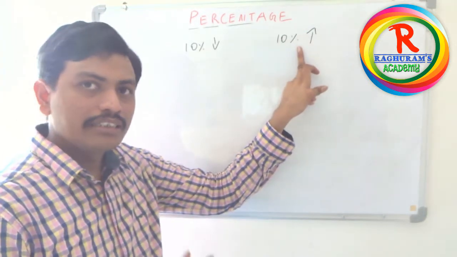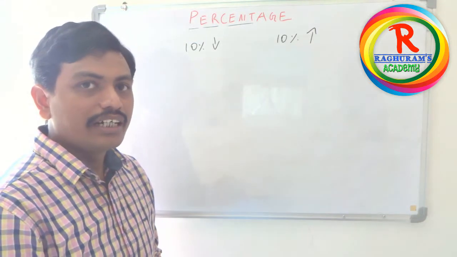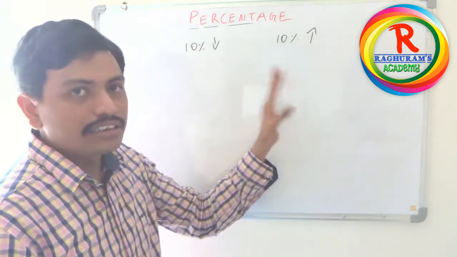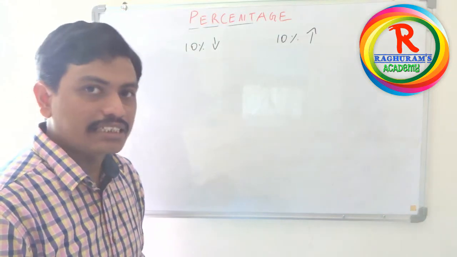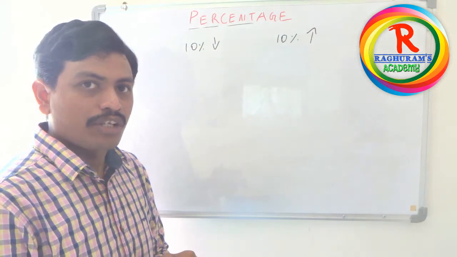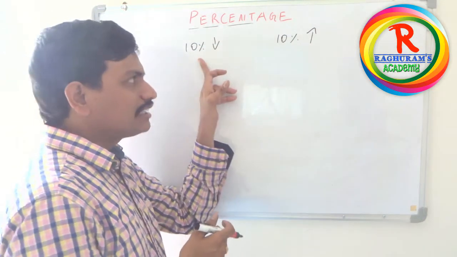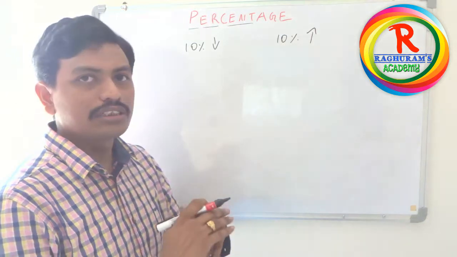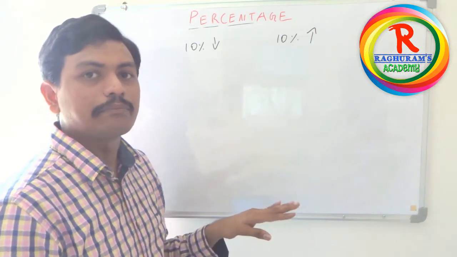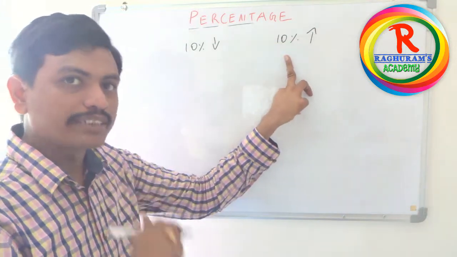So in the first month the company reduced it by 10%. In the next month the company increased 10% of his salary. What is the change of his salary? Whether reduced or increased or remains the same? Most of you think that 10% decrease, 10% increase, so the salary remains the same, but that is not correct. The salary is reduced by 1%.